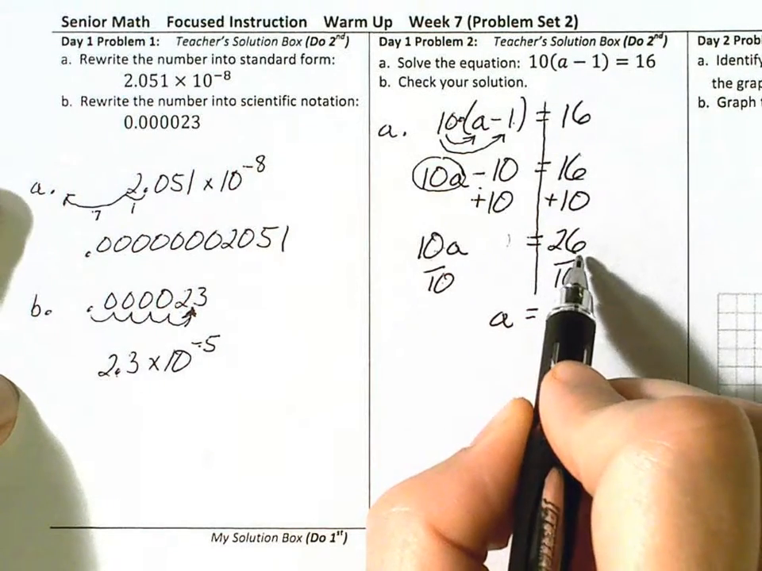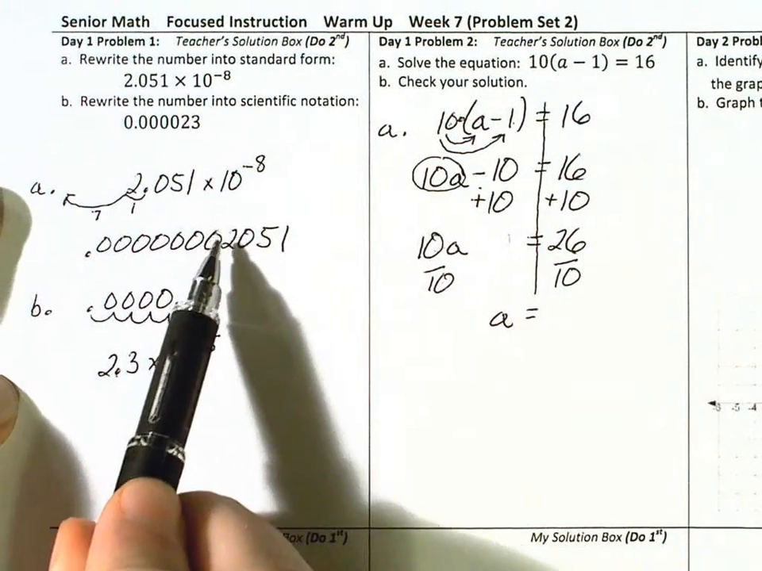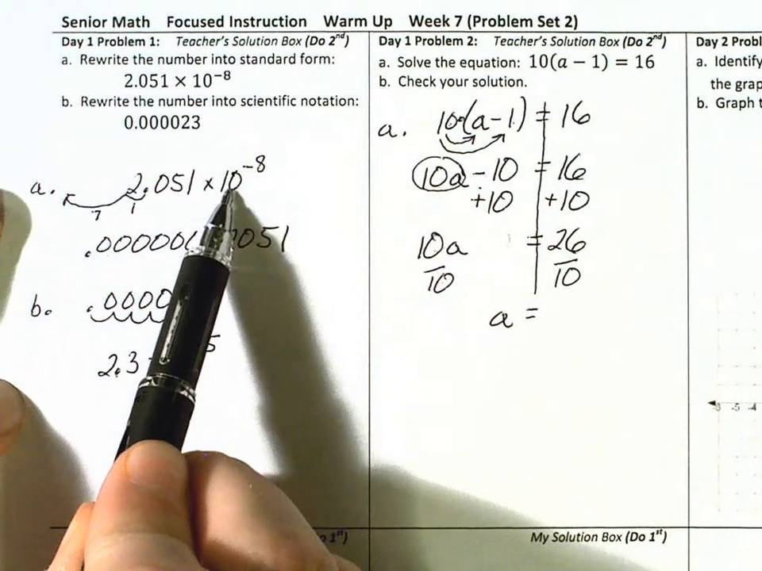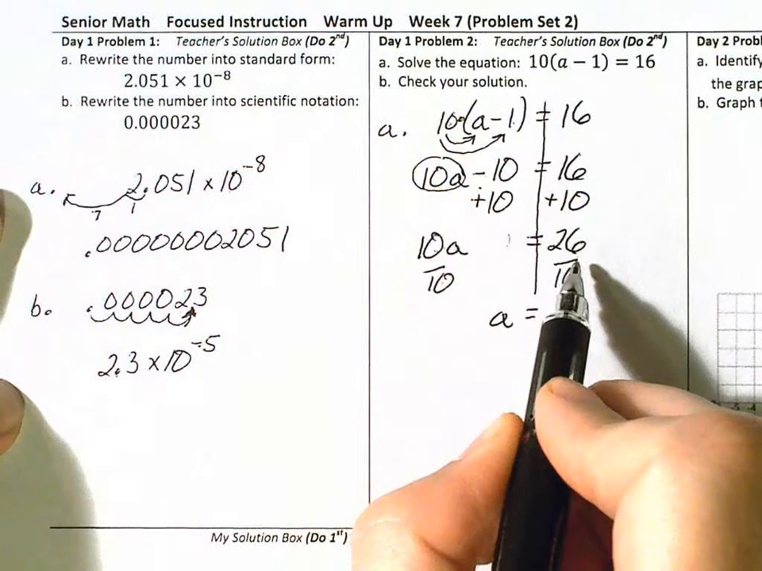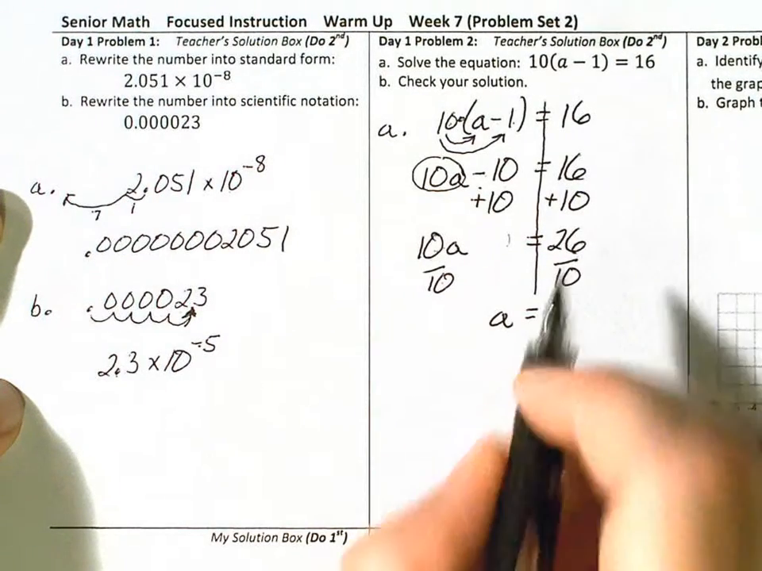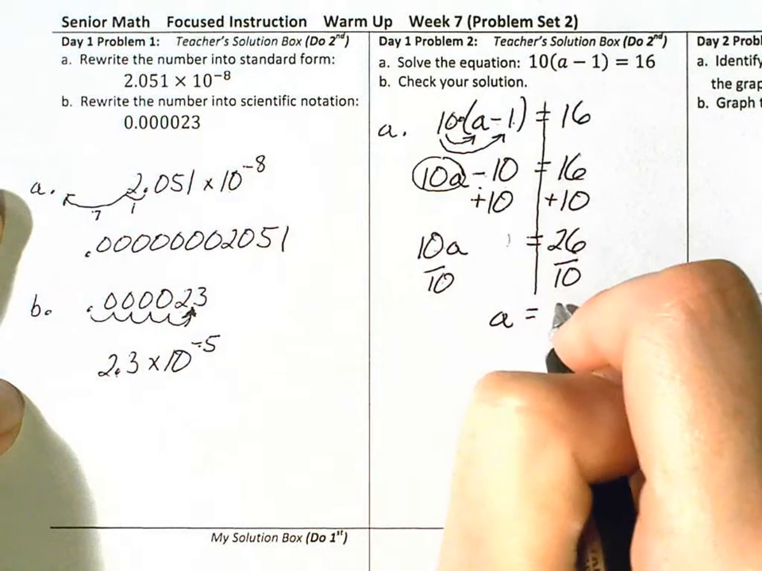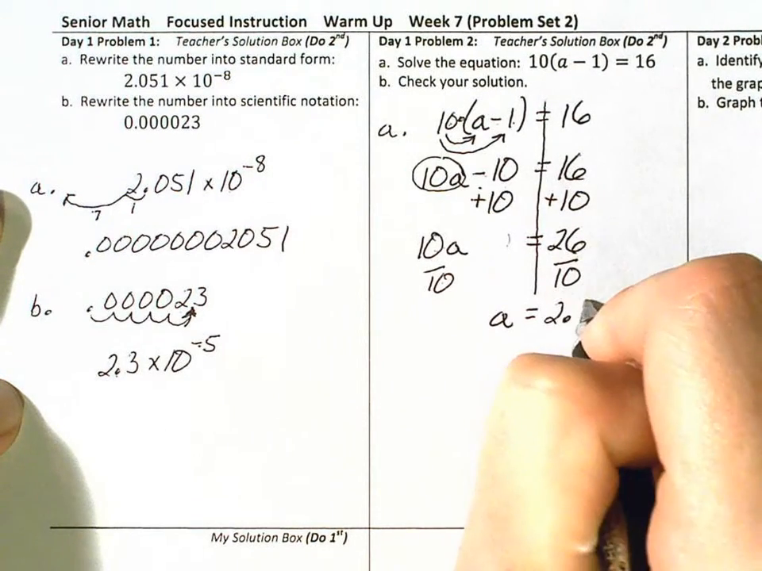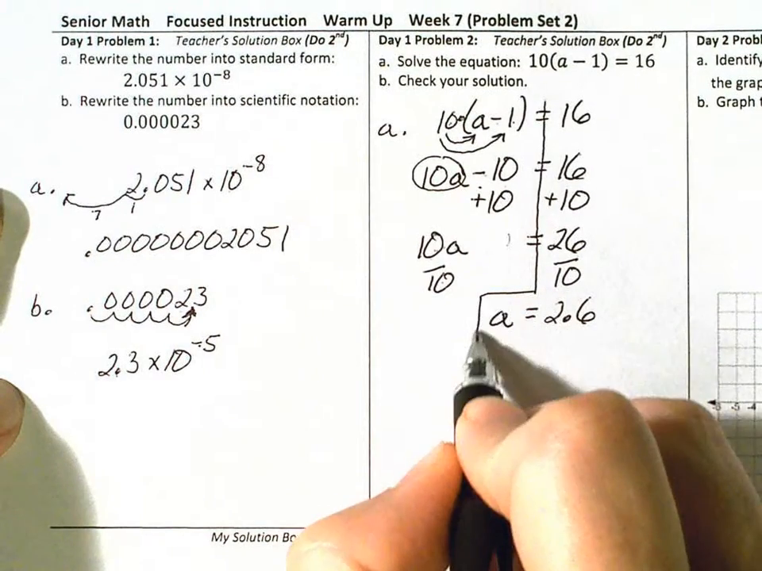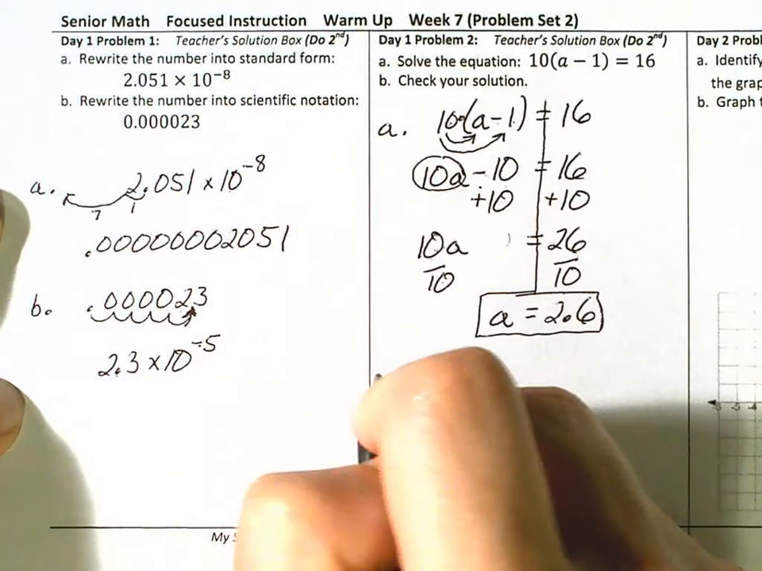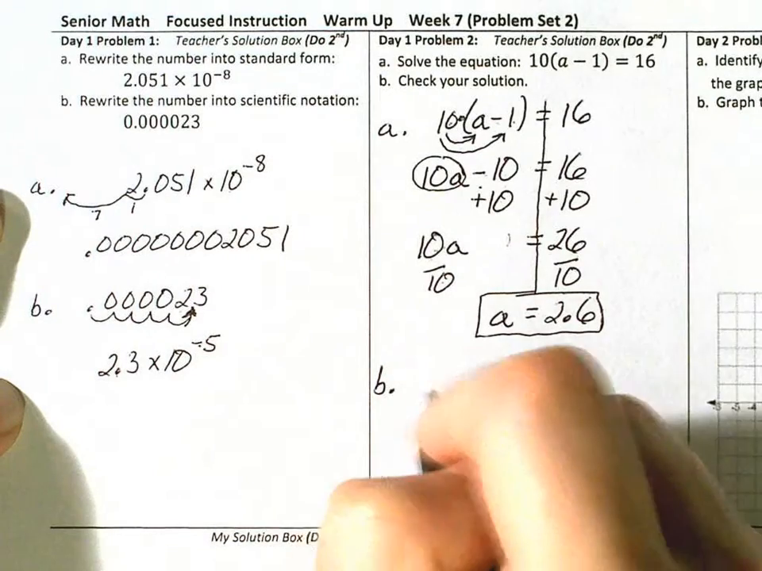Because we've been doing so much work lately with scientific notation, working with tens, moving decimal points around, I'm going to use a decimal form to divide by 10 because it's so easy to do. 26 divided by 10 is 2.6. Here's the answer we think is correct for the variable A. And then in part B, we'll check that answer.